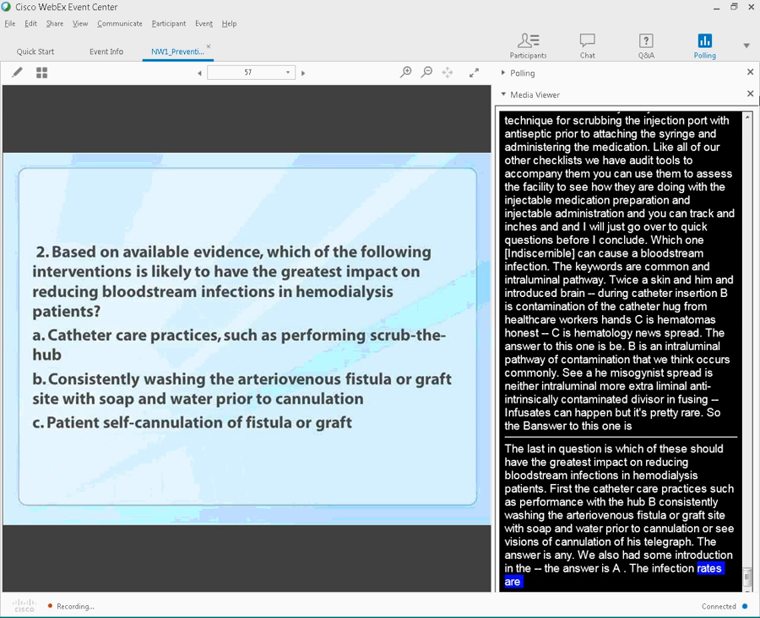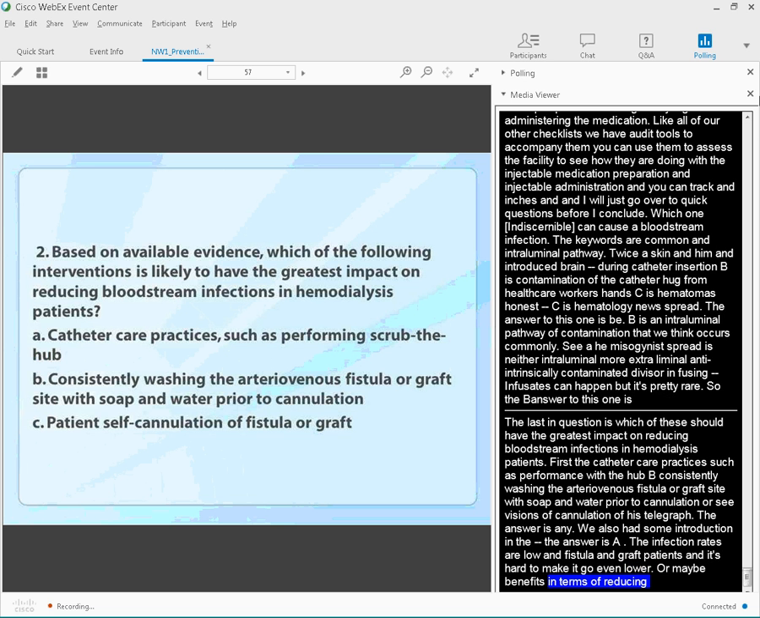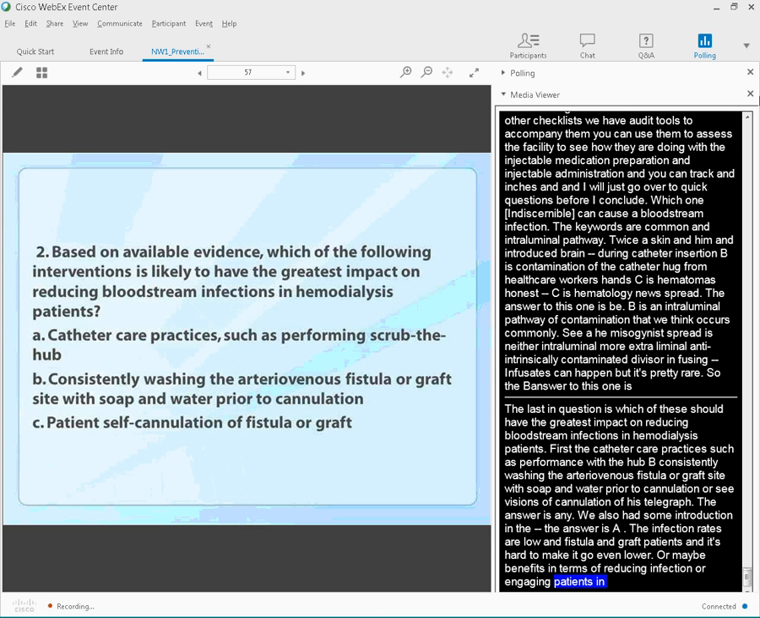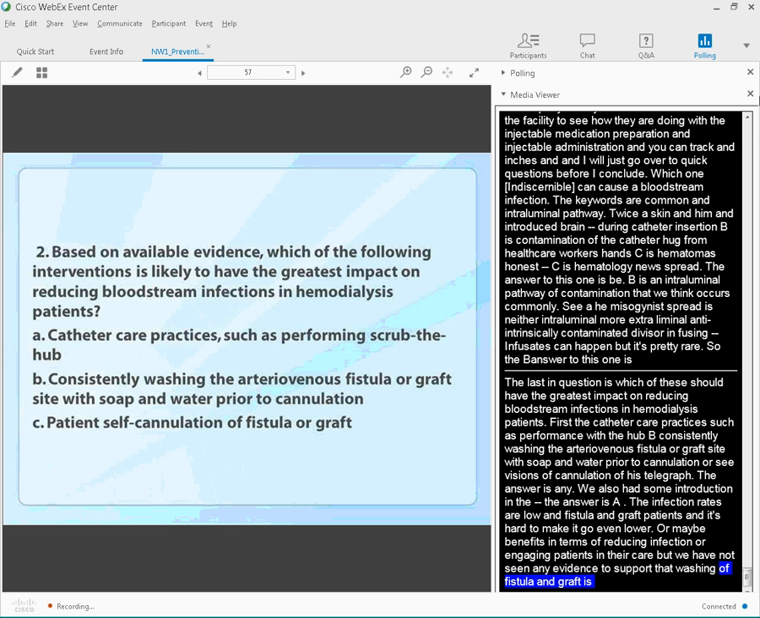So for choice B, it's possible that there may be benefits in terms of reducing infections or engaging patients in their care, but we haven't seen any evidence to support that washing fistulas and grafts is a way to actually prevent infections. And choice C doesn't have any evidence surrounding it, to my knowledge, that would suggest that it's a way to reduce infections.